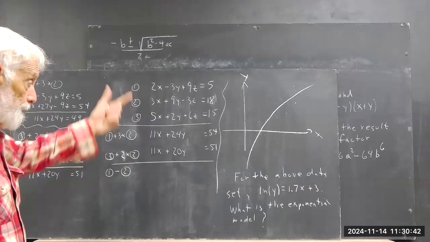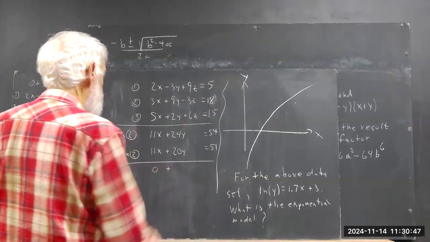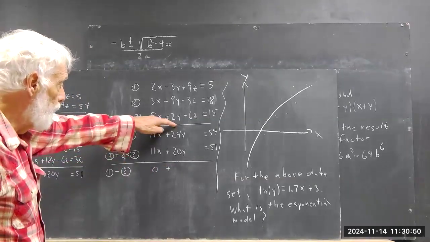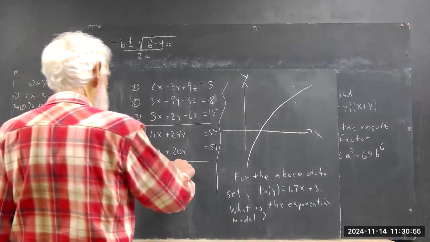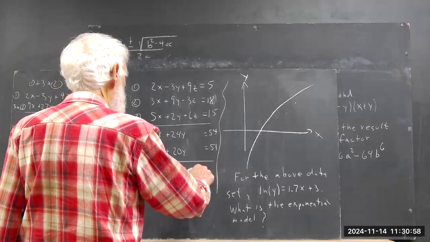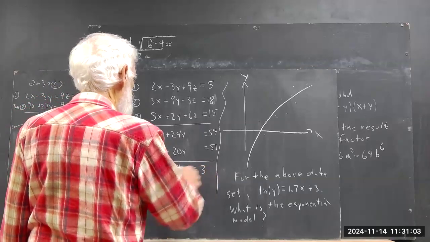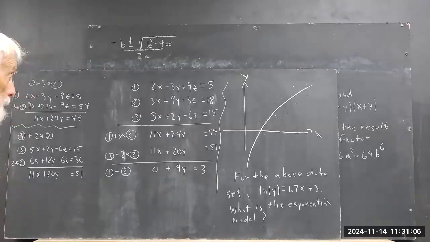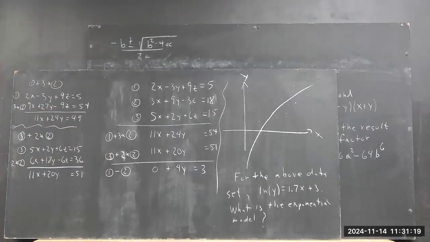11x minus 11x gives us 0. And then it's going to be plus because 24y minus 20y gives us 4y. And then 54 minus 51 gives us 3. And that's really screwed up. I probably made an error either in setting up the equations or in one of these steps. So I'm going to pause the video for a minute while I double check my original equations.